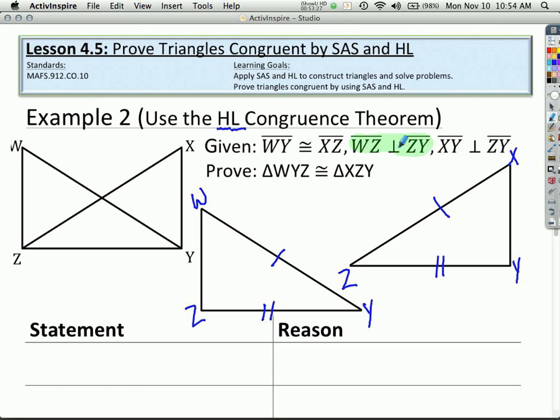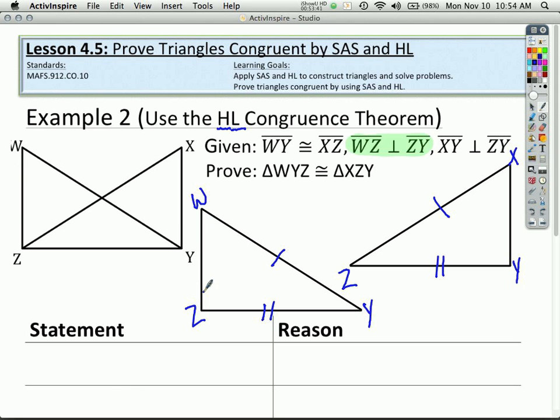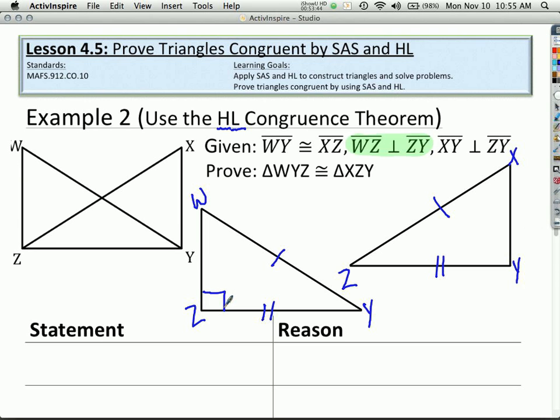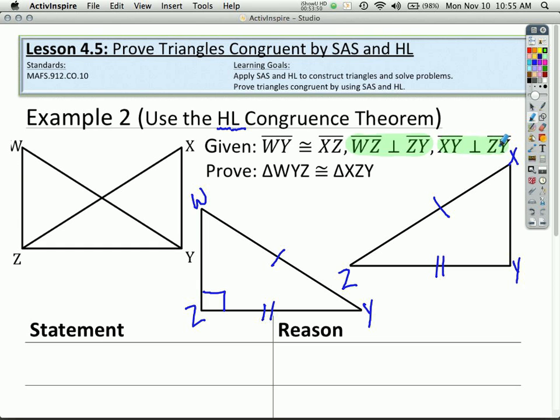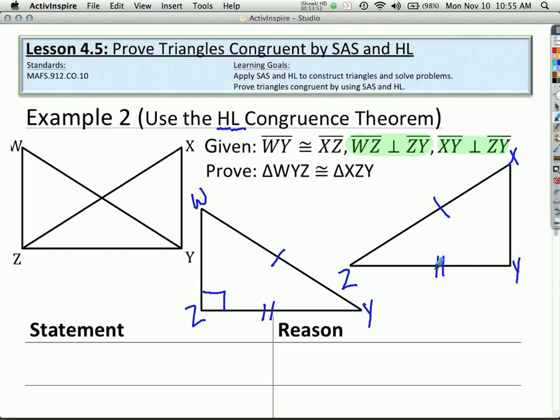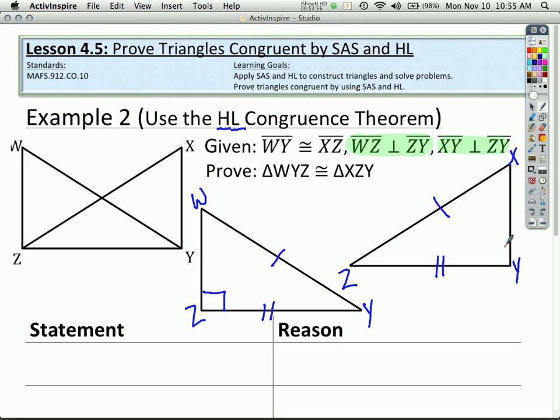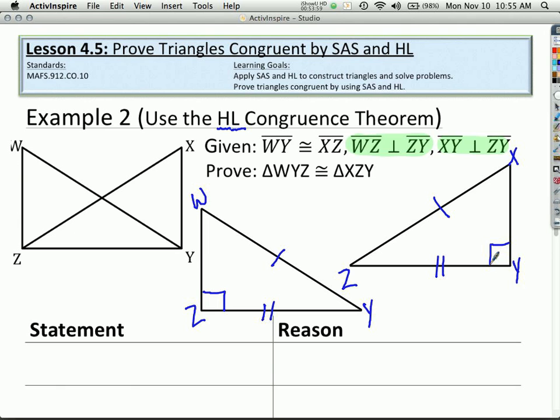This is the information that leads to the evidence. WZ is perpendicular to ZY, and so by the definition of perpendicular lines, that shows that this is a 90-degree angle, which then proves that it's a right triangle. Applying the same logic to the other triangle, XY is perpendicular to ZY. That proves that this is a 90-degree angle because of the definition of perpendicular angles. And then that proves that those are right triangles. So now we have our 3 pieces of evidence, and so we can conclude.